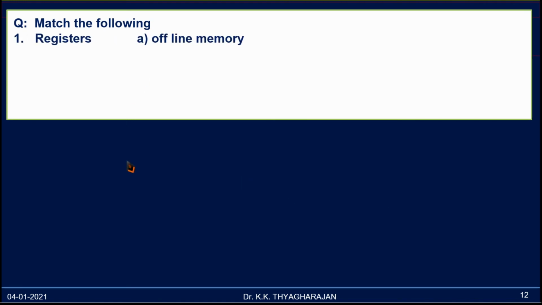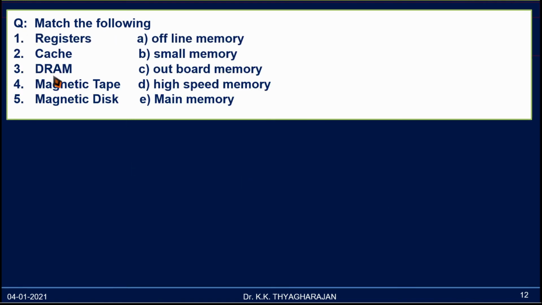Match the following. So registers, cache, DRAM, magnetic tape, magnetic disk. You see here, for registers, it is not offline memory. It is small memory, outboard memory, high-speed memory. Registers are small memories. They are also high-speed memories. Then next one is cache. Cache is not offline memory, but cache is not a small memory compared to registers. So, register should be assigned small memory, cache should be assigned high-speed memory.